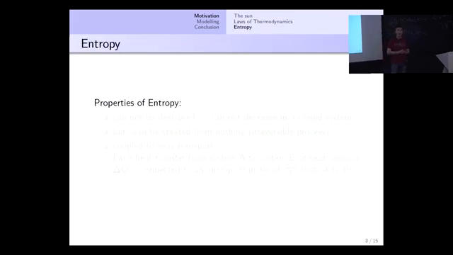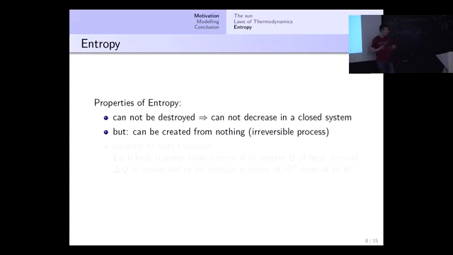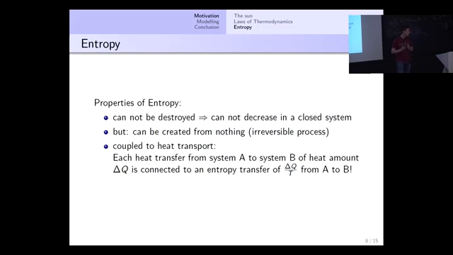So, some properties of this quantity, entropy: it cannot be destroyed. So for a closed system where no heat transfer occurs, the entropy cannot decrease. But it can be created from nothing, as we know from thermodynamics, in irreversible processes. An important property is that entropy is coupled to heat transport. So if we transfer heat, which is a sort of energy, from one system to another system, we also transfer entropy from one system to the other. But how much entropy we transfer depends on the temperature of that system.